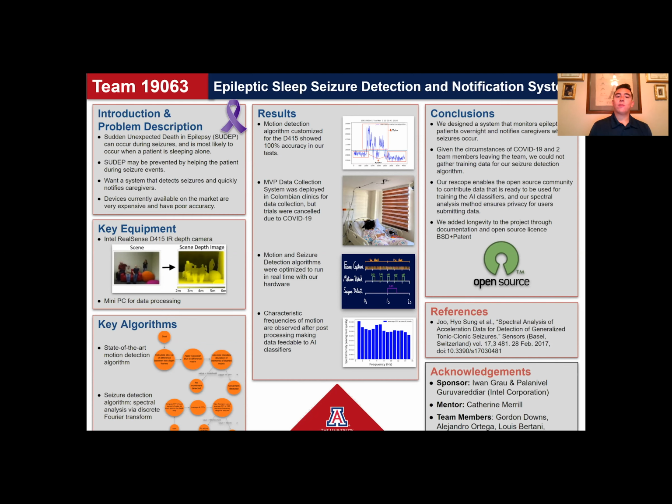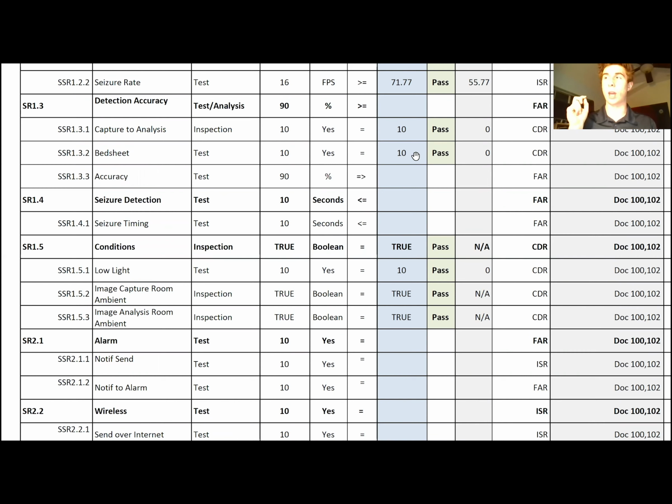And then for motion detection, we set up 4 tests. We had beneath the bed sheet, no bed sheet, and we had motion and no motion. And in all 4 combinations, we got 10 out of 10. When motion was there, we detected it. When motion wasn't there, we said no motion detected.